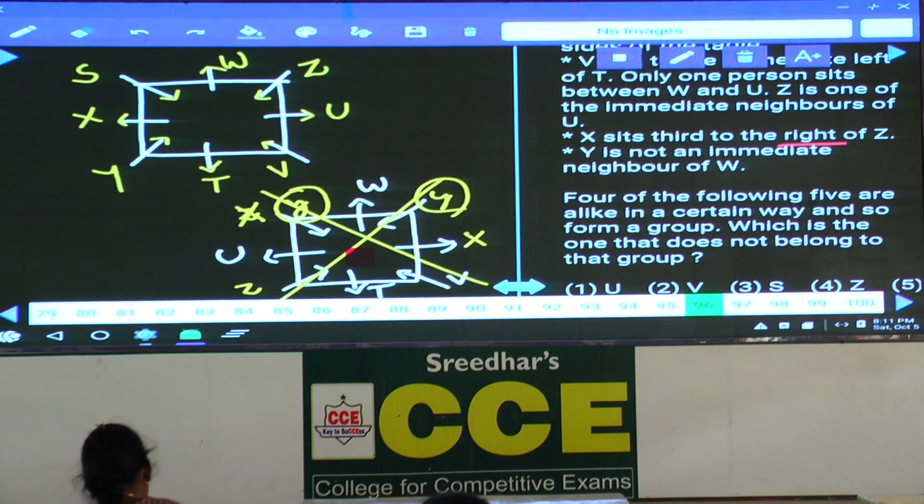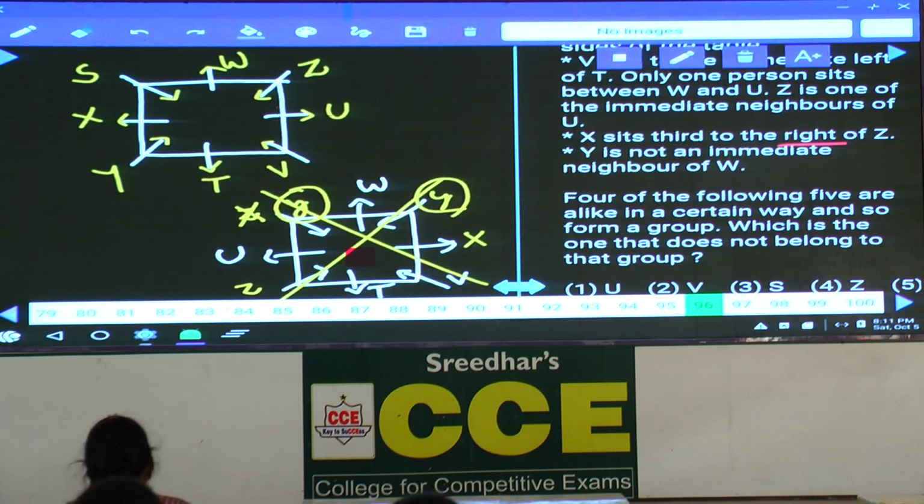And this is about the square table. 8 persons are seated around a square table, and facing, some 4 are towards the center, 4 are away from the center. Yes, anything else left over in this paper? No? Number series.